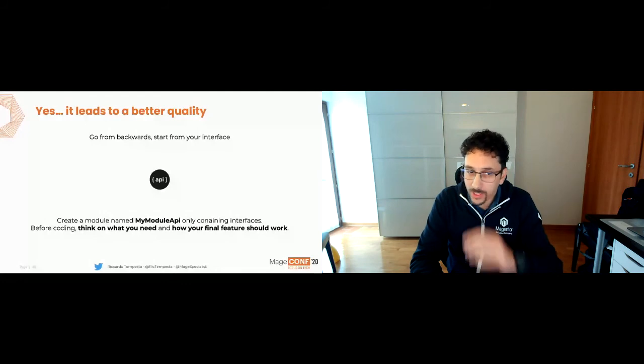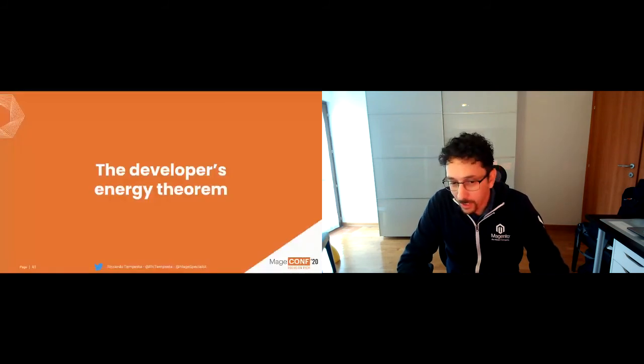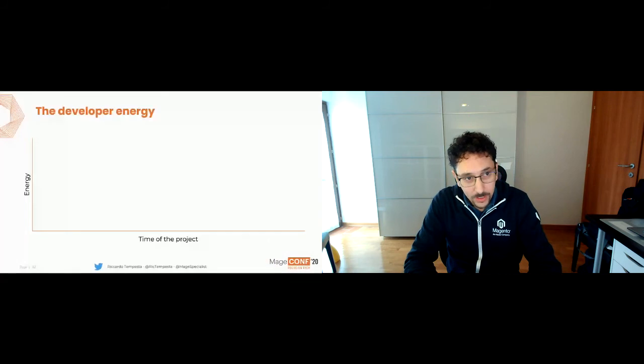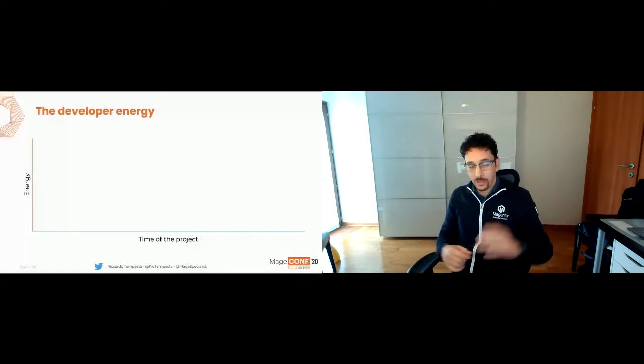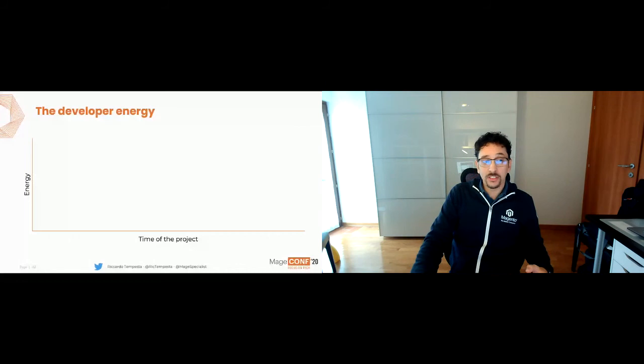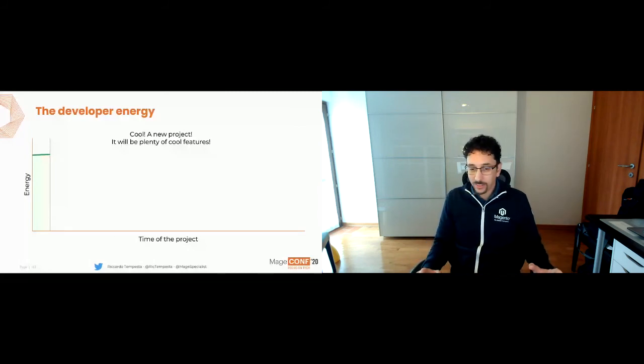Because you know what happens when... I don't know if you ever heard about the developer energy theorem and why you should define your features at the very beginning. I will explain something that you probably know, but maybe someone never told you. Let's imagine we have this scheme: developer energy and time of the project. At the very beginning, when a developer has a new project, everything is cool. Oh, cool, I have a new project. It will be plenty of cool features. Of course, we all know that developers like everything that is new.